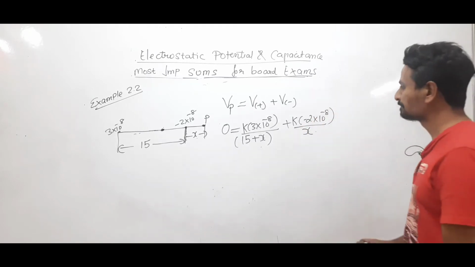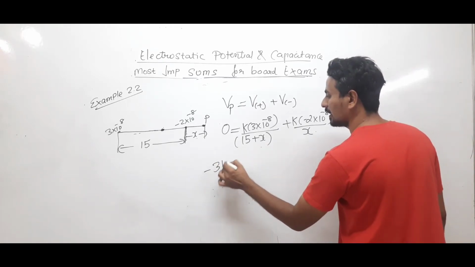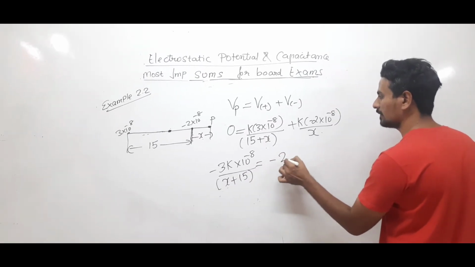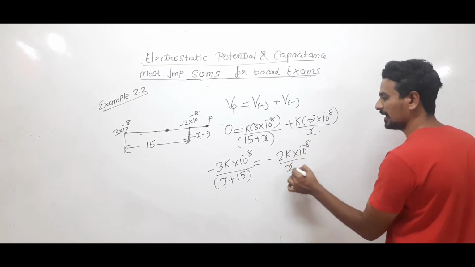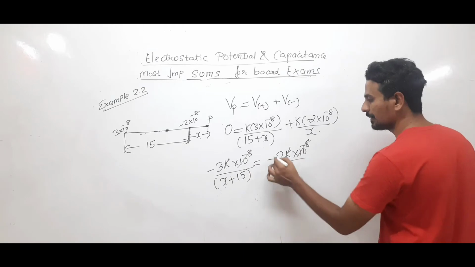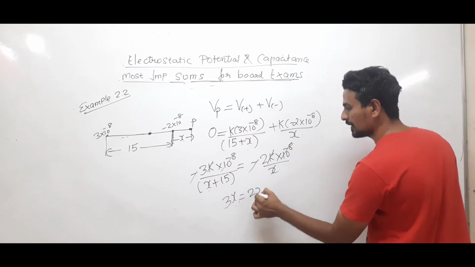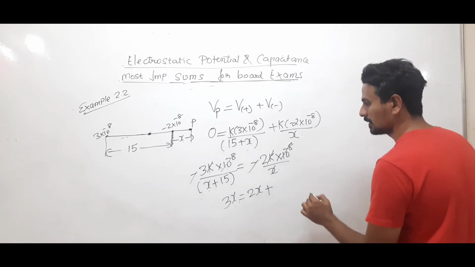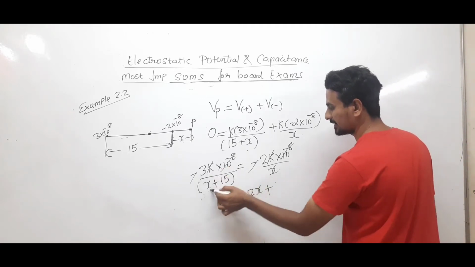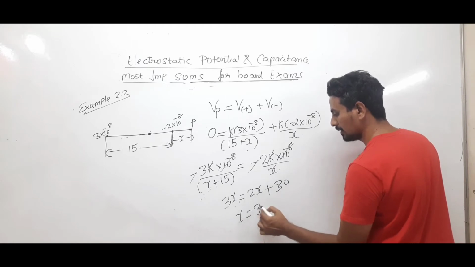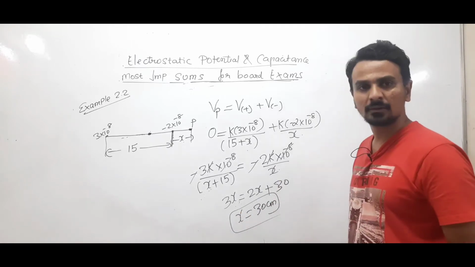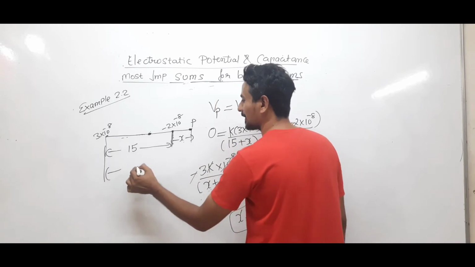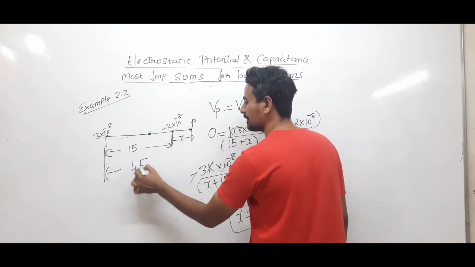Okay, clear? Solve this. Minus 3k into 10 raised to minus 8 upon x plus 15 equals minus 2k into 10 raised to minus 8 divided by x. Minus minus cancels. So 3x is equal to 2x plus 30, right? 3x equals 2x plus 30. So x is equal to 30 centimeter. x is 30 centimeter from the negative charge. So from the positive charge it will be 15 plus 30. This is 15, this is 30. So total distance will be 45.